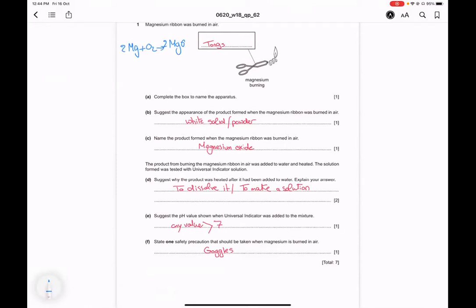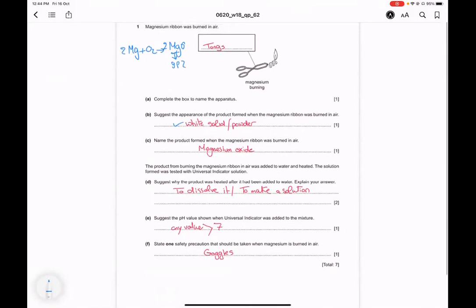Suggest the appearance of the product formed when magnesium ribbon is burned in air. Because this is a group 2 element, it will be white. Okay, you can say white solid, white powder, or you can just say white. Group 1, 2, and 3 and zinc form white compounds and colorless solutions. Name the product formed: magnesium oxide.